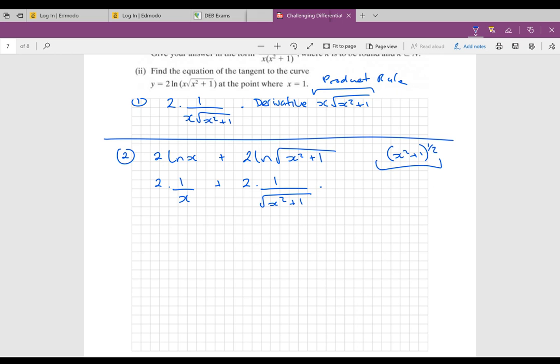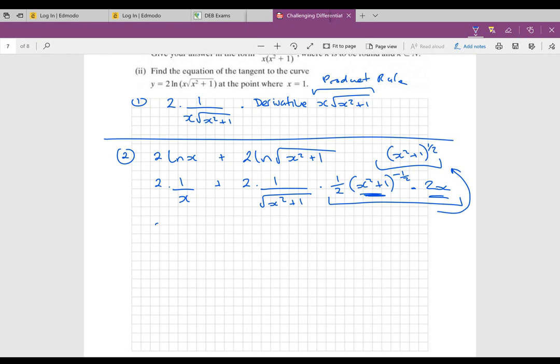The derivative of this is I bring down my power, I keep the exact same base, bring the power down by minus 1, and then multiply by the derivative of in here, which is 2x. Okay, that entire thing there is the derivative of that. Okay, so really, really important that you remember your chain rule.